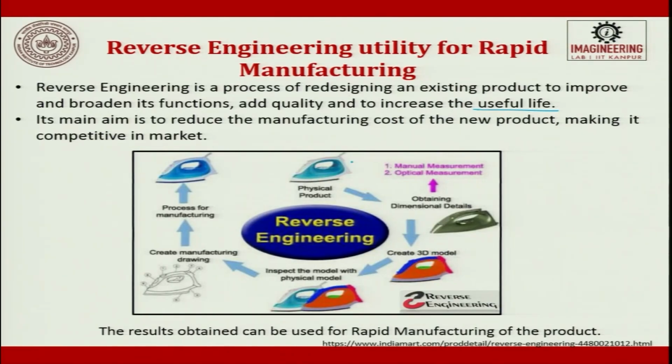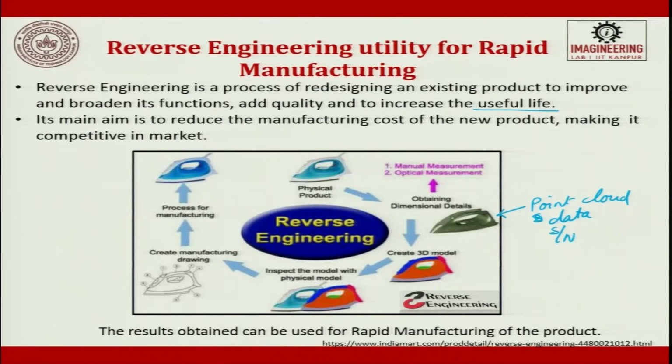So, this is a physical product. What we do is obtain the dimensions from the physical product. When we obtain the dimensions, what we get is point cloud data. After the point cloud data, we try to clean it, because there will be certain places where the laser light will hit and get internally reflected, so you will have some noise signals. We try to remove the noise and generate a surface, or a solid model. We create a CAD model.